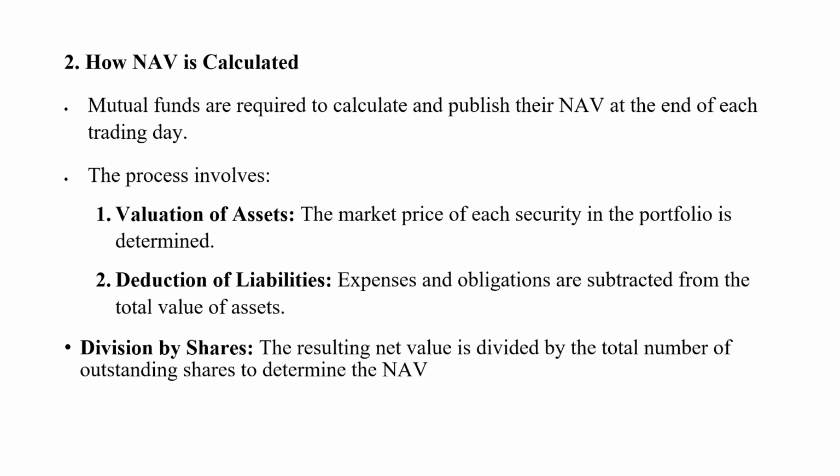Overall, assets might be many things: securities in the form of stocks or bonds, or cash or equivalent assets, and liabilities are any type of expense like any fees or many others. So when you add and subtract, you will come to know the net value of the asset, and later you just divide by the outstanding shares, which will give a clear value of the net asset value.